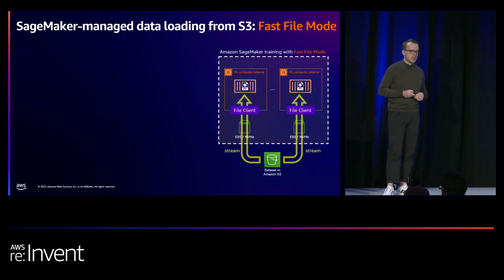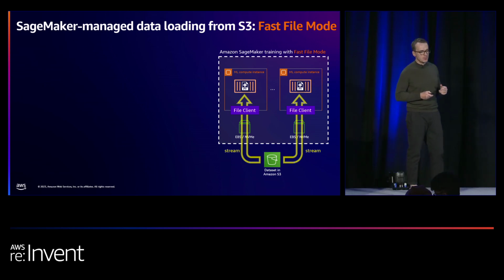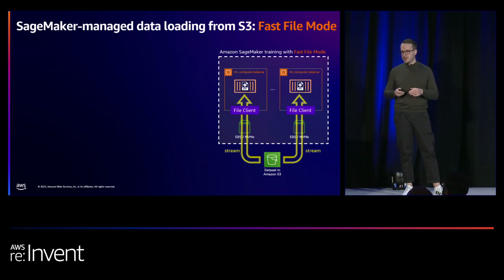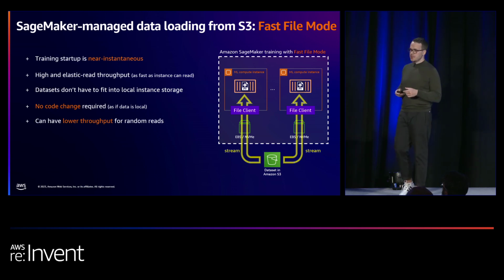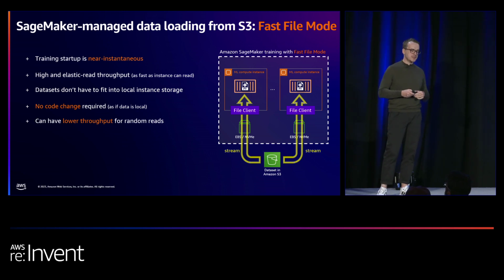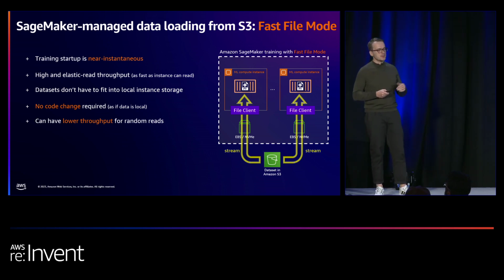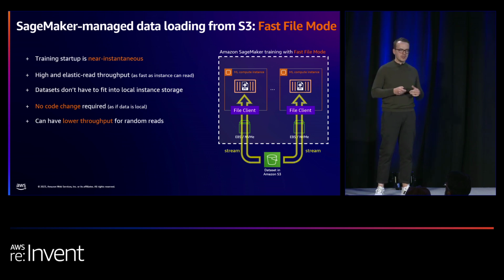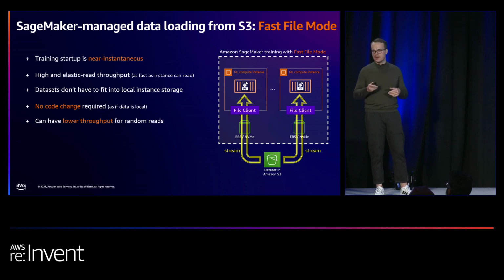However, there is another option to access data from Amazon S3 with SageMaker, that is fast file mode. In this mode, the data won't be downloaded upfront, but rather directly streamed from the S3 bucket as your training script demands it. Of course, here there will be no startup delay, so your jobs will kick off near instantaneously. And since you are streaming data directly from S3, you can enjoy the highly elastic throughput that it offers. Basically, what that means is you can consume your machine learning training samples as fast as your CPUs can read and preprocess data.